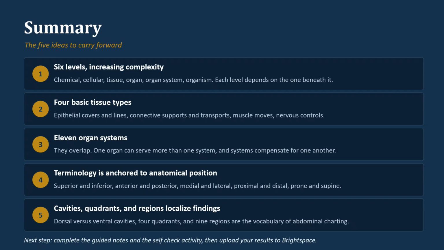5. Cavities, quadrants, and regions are how we localize what we find. Dorsal versus ventral, the 4 quadrants, and the 9 regions. When a provider tells you a patient has right lower quadrant rebound tenderness, you should immediately picture the appendix. Your next step is to finish the guided notes and complete the self-check activity.